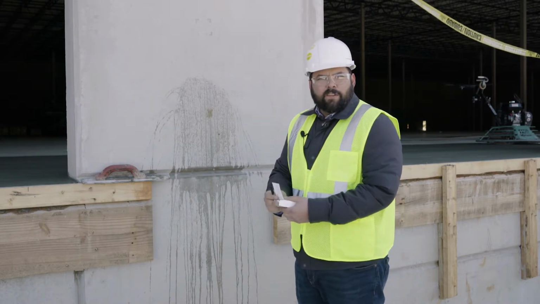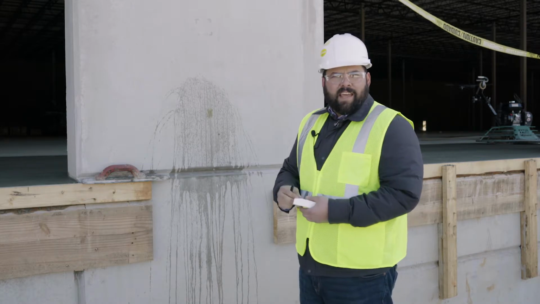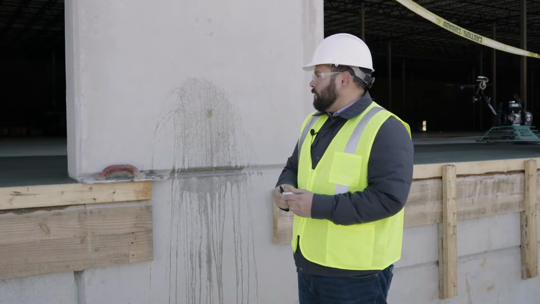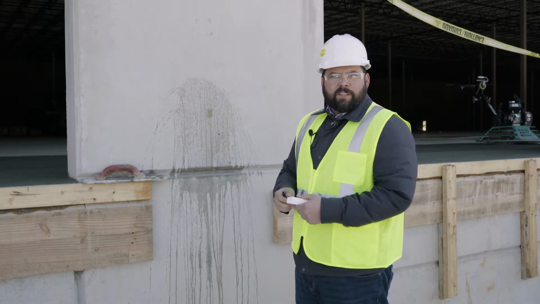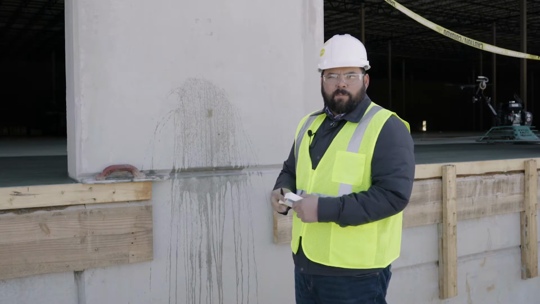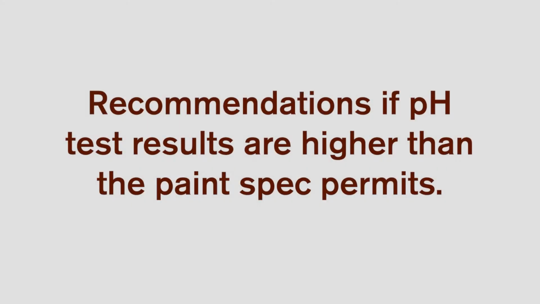Most exterior coatings need a pH from 6 to 10 to be applied directly to the surface. For higher pHs above 10, a Loxon primer is required. The pH test results are higher than the paint spec permits. What now? You can always wait.